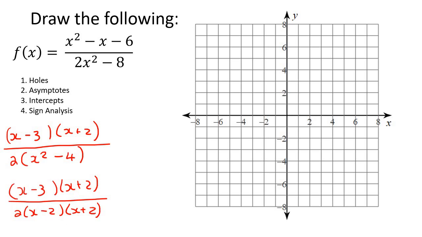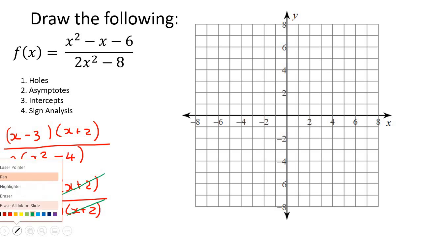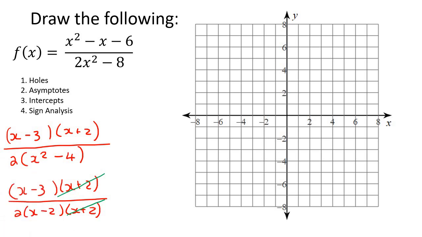Now, here's where we can start talking about holes. So you see how these two are exactly the same? So what you're going to do is you're going to cancel them out. Okay. Now they are going to be a hole. So what you're going to do is you're going to say x add 2, make it equal to 0, just to see where the hole is. So the hole is going to be at x equals -2. So somewhere along this -2, there's going to be a hole.